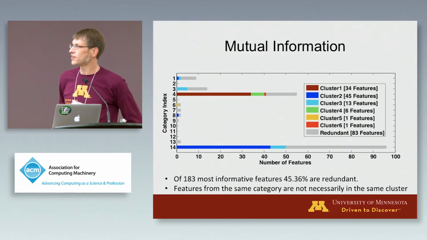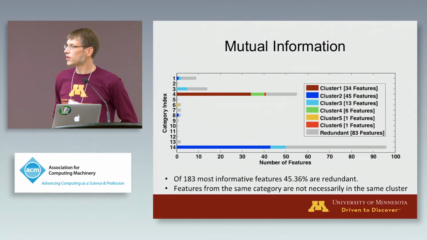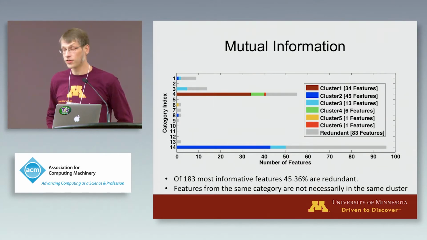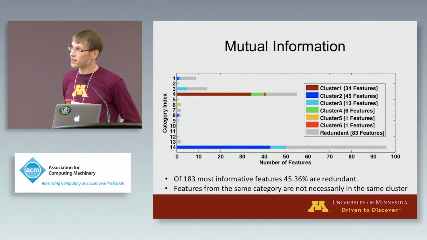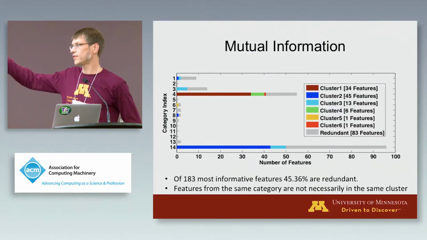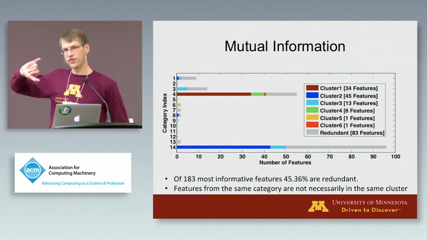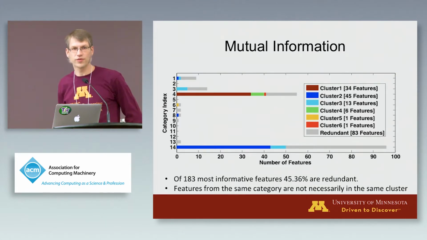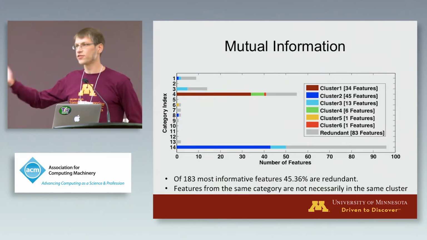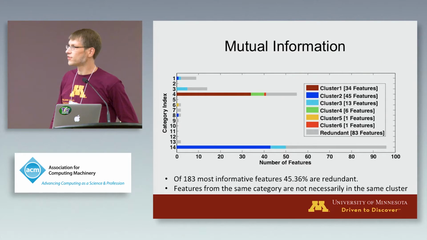So the first thing he did was he built his website fingerprints for the 100 monitored sites, and he clustered them. He took the 183 features which had the most information about which website they were from, and clustered those. Found 13 clusters, 14 clusters.